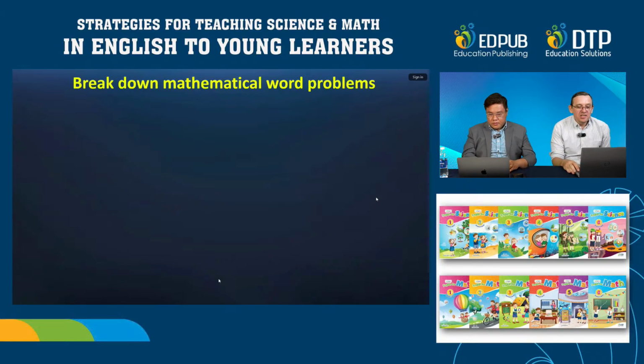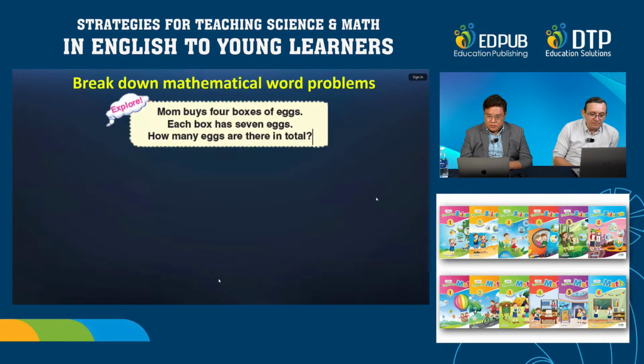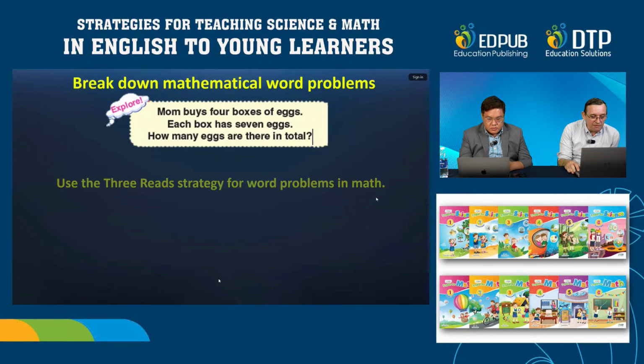One problem that a lot of teachers have is breaking down mathematical word problems. Now, these are a very common part of math at all levels. For students, these are very challenging. We have different language structures. Maybe we have new words in there as well. So we need to think of a way of how we can break this down, make it easier. And one way of doing it is using the 3 read strategy for word problems in math.